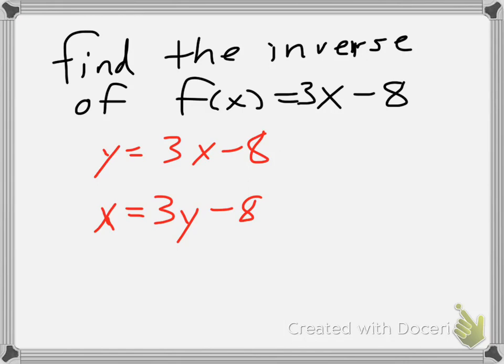Next I'm going to solve for y, doing whatever I have to do. In this case, I'm going to add 8. I'll add 8 to both sides. And if you didn't switch the x and the y, you'd be solving for x, and then you would switch x and y at the very end. So if x plus 8 equals 3y, solve for y, I'll divide each side by 3.